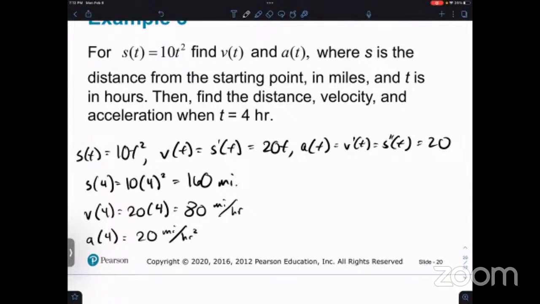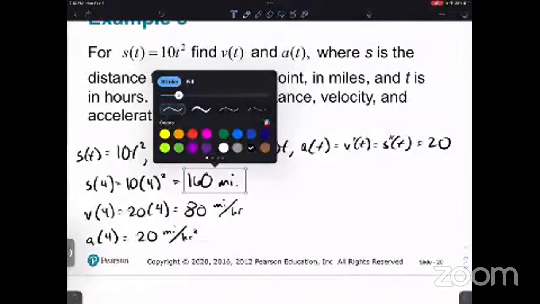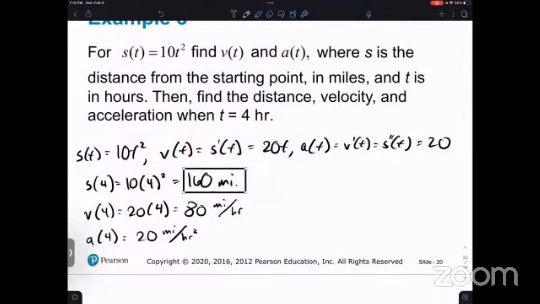Professor, for the acceleration function, why is it 20 miles per hour squared? Those are the units for acceleration, miles per hour squared. It's the rate of change of your velocity. So it's saying that your velocity is increasing by 20 miles per hour every hour. Distance per time squared, those are the units for acceleration. It's how much you're speeding up at that moment in time, right? It's the rate of change of your velocity.